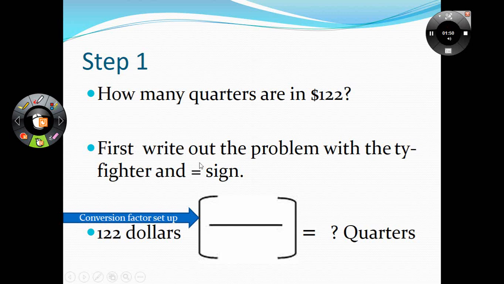First, you write out the problem with the TIE fighter and the equal sign. This is the thing you need to do. So this is setting up the problem. I expect you to write the actual problem down. Like here, I have $122, and then it's going to be equal to a certain amount of quarters. That's the first step of every single dimensional analysis that I'd like you to do. We're going to be setting up a TIE fighter because in here, we're going to be setting up what we're going to convert.